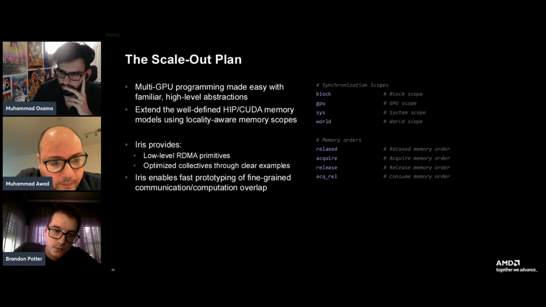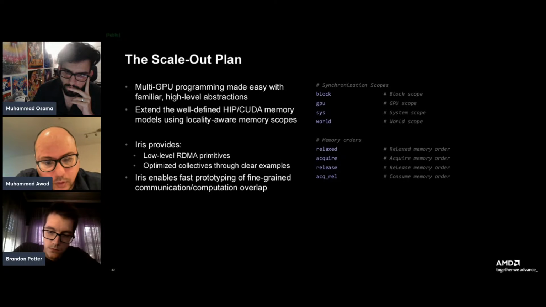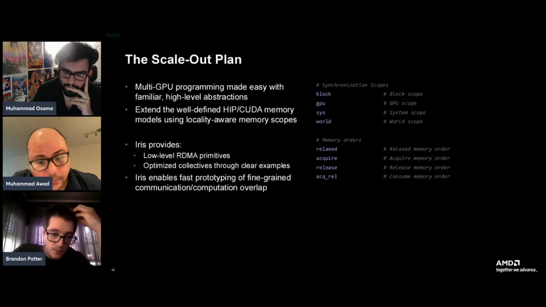Iris will always provide low-level APIs for RMA and RDMA, so load and store, put and get. But we're going to implement some collectives as well, just to continue the series of examples that we're building, to make sure that people know how to implement those, and can also explore if there are ways to actually abstract those away. And again, Iris will always help you to prototype very fine-grained computation and communication overlap very, very quickly, even for RDMA as well.